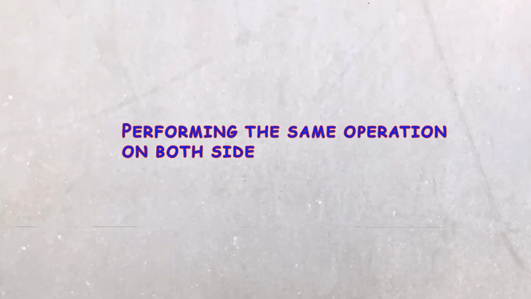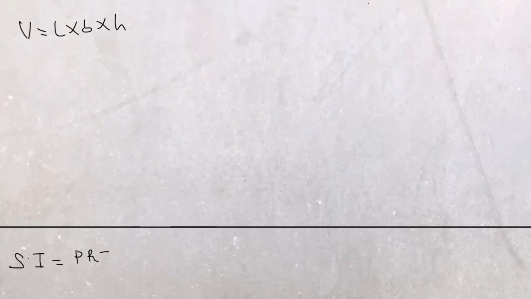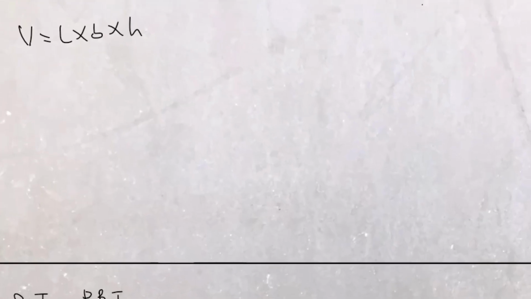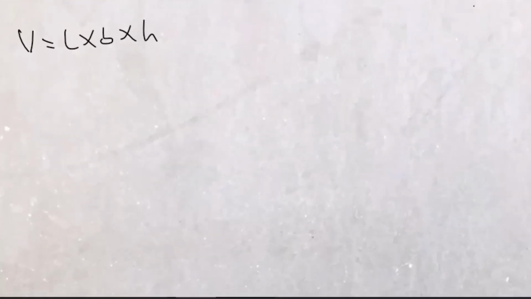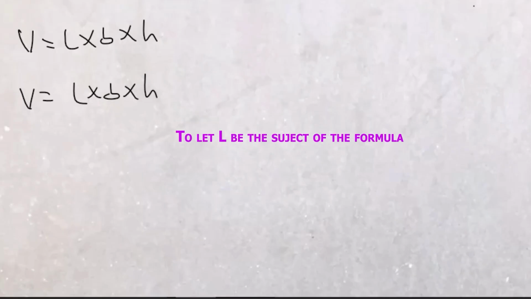The second thing to know about changing subject of formula is performing the same operation on both sides. Here we have 2 examples. Let me zoom into the first one. This is an equation and is the formula for the volume of a cuboid. Let's make L the subject of the formula.